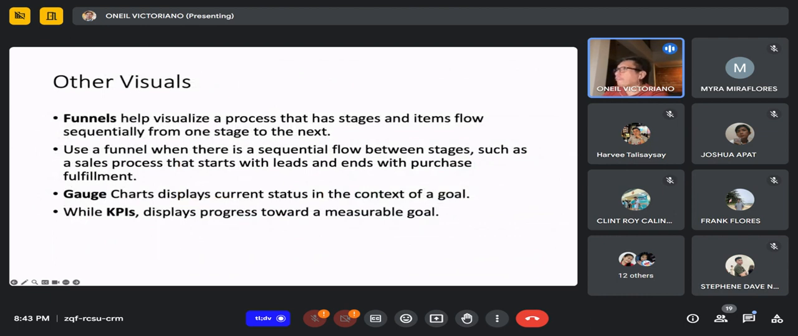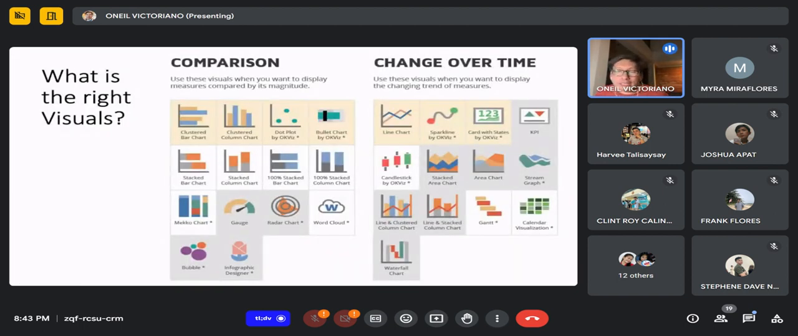So you have other visuals like funnel for process stages and inflow, sequential flow of stages, and gauge for context for goals and KPIs towards measurable goals. There's a lot of visuals in the visualizations. But the main questions in the exams are about what specific visuals you recommend for a particular context or particular use case.